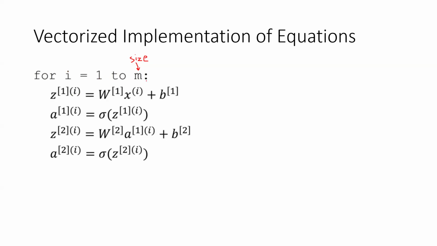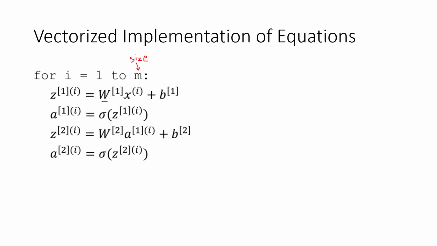This is 1 to M, which means we are traversing through all the data points in this training data set. For each data point, you're calculating the Z value using this capital W matrix, which we have just discussed above, and you are applying the ith X value, that means the ith data point.